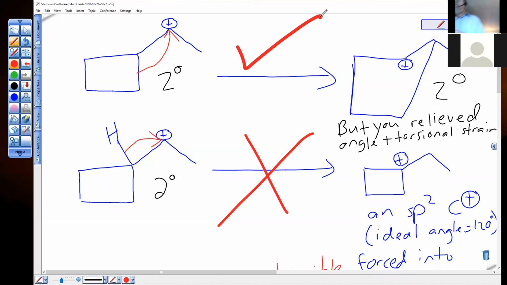I think I misspelled relieved. It's one of those exceptions to the I before E except after C. No, I think it's right. It's not one of the exceptions. I'm sure somebody's going to get back to me on that.